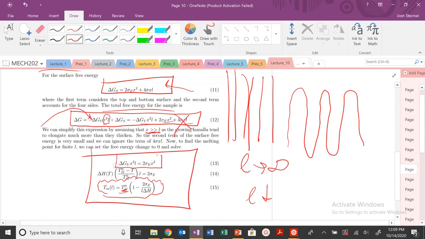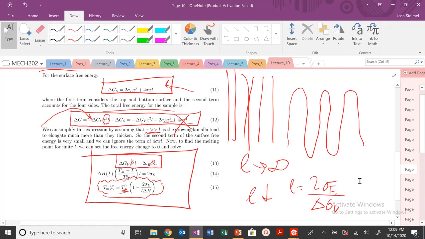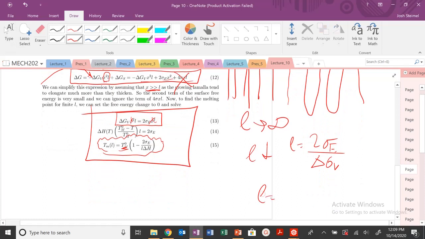So we can rewrite L is equal to 2 sigma T, the x squareds cancel, divided by delta GV. And we also have this expression that we saw previously for delta GV. So we can write the length of our lamella is 2 sigma e Tm naught, just rearranging the expression, over H delta T.